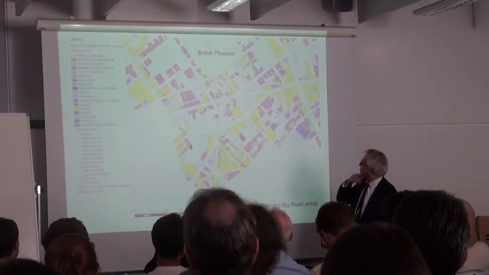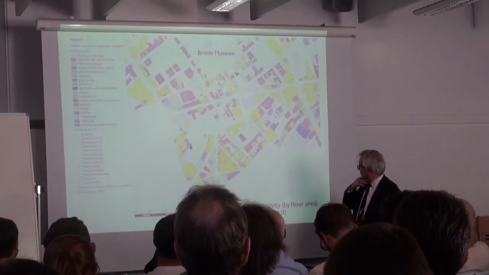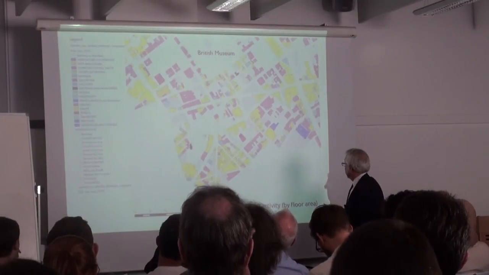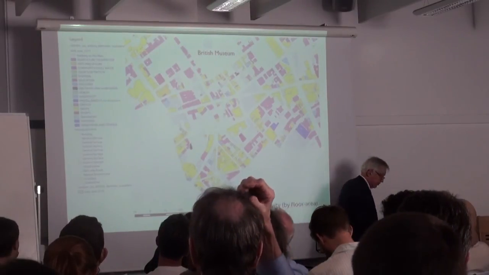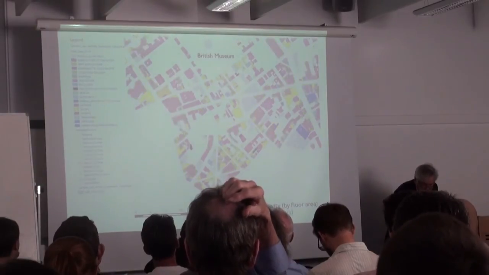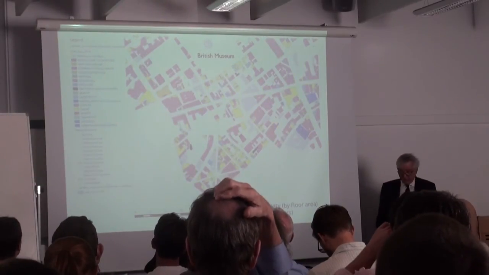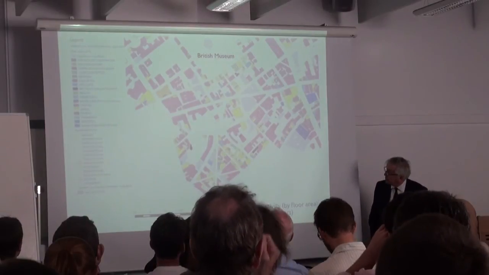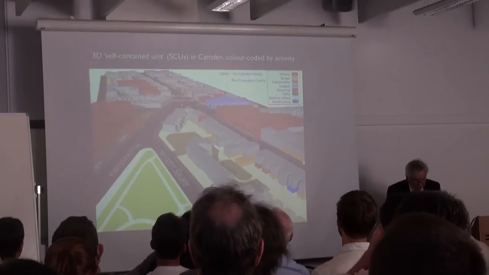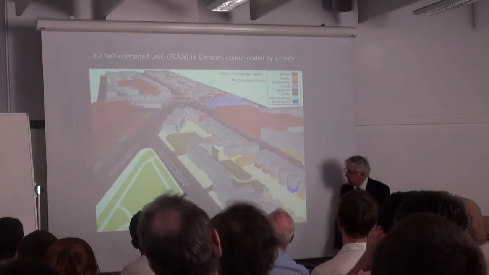So these are self-contained units. And here the yellow, unsurprisingly, is retail. The reddish is office. And then if you look at the predominant activity on all floors in the same area, this is predominantly office, although some is retail on several floors. And here's a view of part of the 3D model.